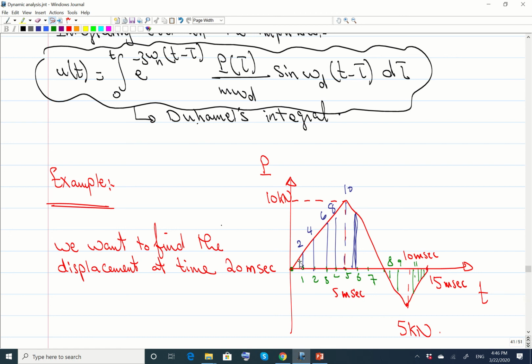So I'm going to do the integration of all those steps. I'm going to calculate this integration for each step, and then the integration numerically becomes a summation. Exactly, you're trying to find the area under the curve drawn by this function.